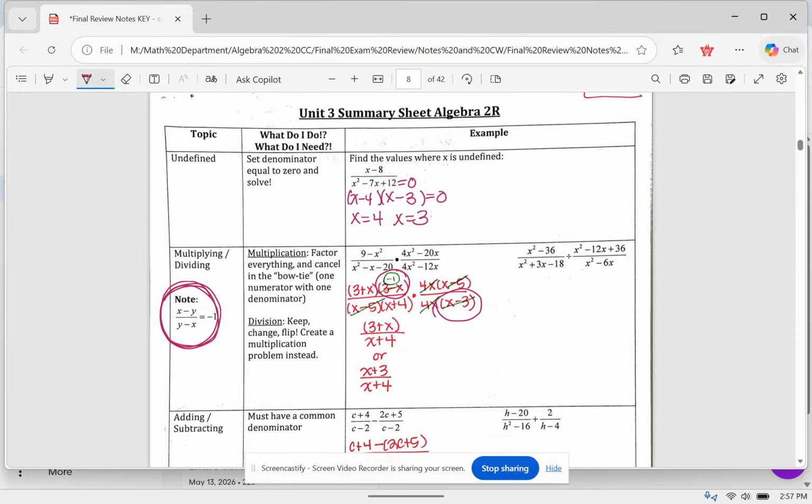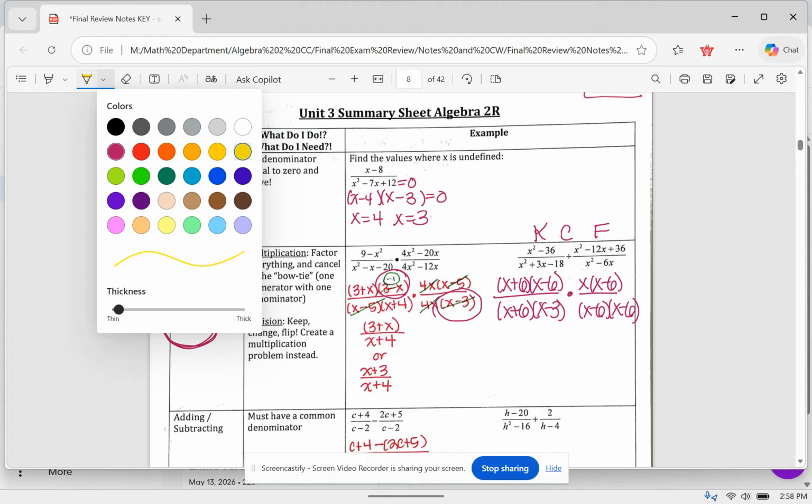Now, I'm going to go through this division problem where I'm going to factor as I go, but I'm also going to do keep, change, flip. So the top is dots, bottom is just AM, times, and then when I flip it, I'm going to do GCF of x, and then AM in the bottom here. So I have x minus 6, x minus 6.